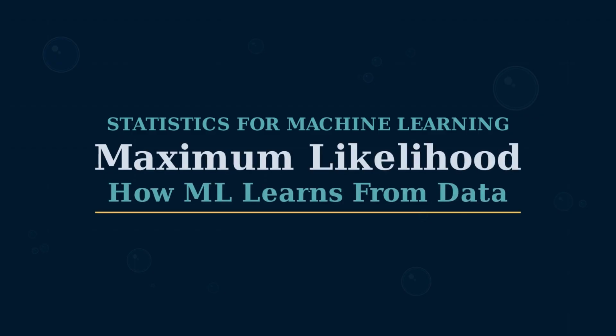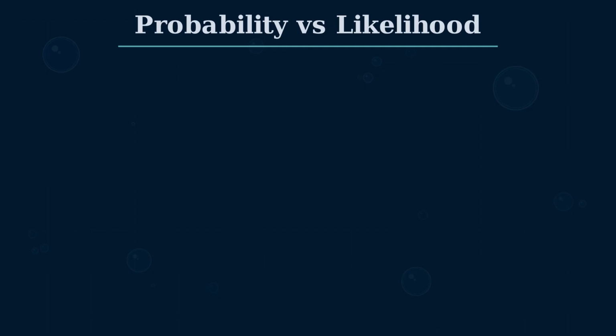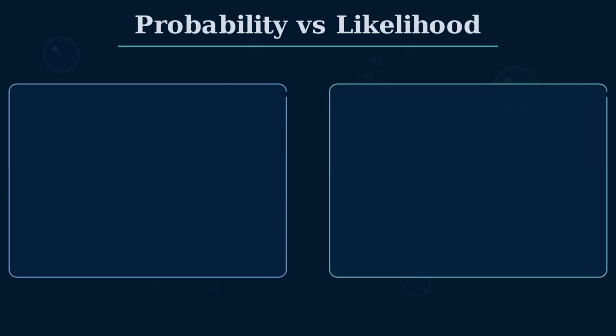This is Chapter 9. Maximum likelihood. How machine learning learns from data. Welcome to Data Alchemist. 2 questions look almost identical, but they run in opposite directions.